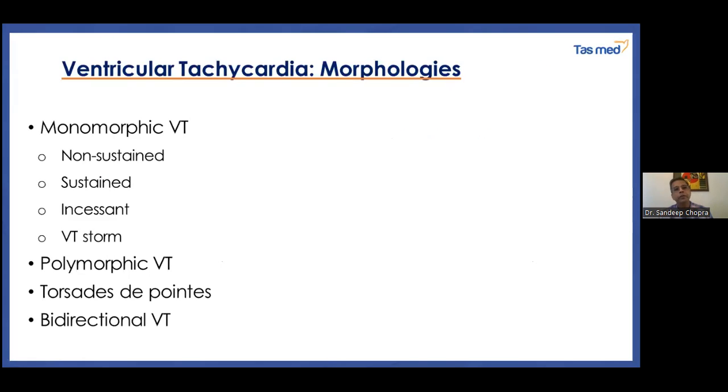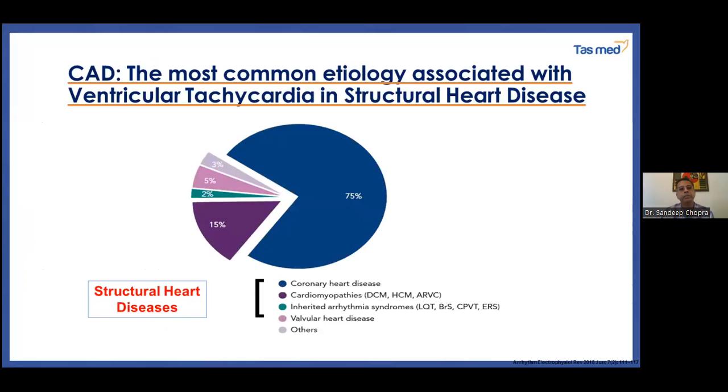Determining the cause of electrical storm is essential because treatment must target the underlying mechanism. These are the various morphologies of VT. Monomorphic means non-sustained, sustained, incessant, and VT storm. The other is polymorphic VT. Then there's something called torsades de pointes or TDP, in which you will have an undulating pattern on the ECG, and the treatment there is different. In TDP, do not give amiodarone. You're supposed to give intravenous magnesium.